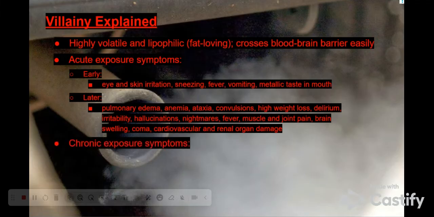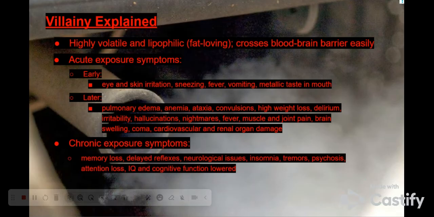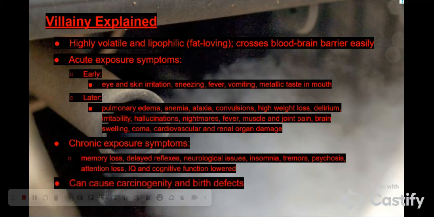Meanwhile, for those with chronic exposure, they may experience memory loss, delayed reflexes, neurological issues, insomnia, tremors, psychosis, attention loss, and a lowering of IQ and cognitive function. It can also cause carcinogenicity and birth defects.